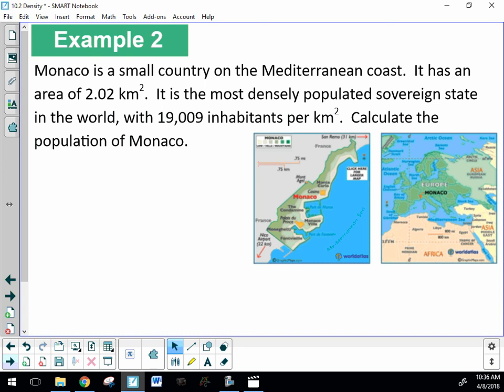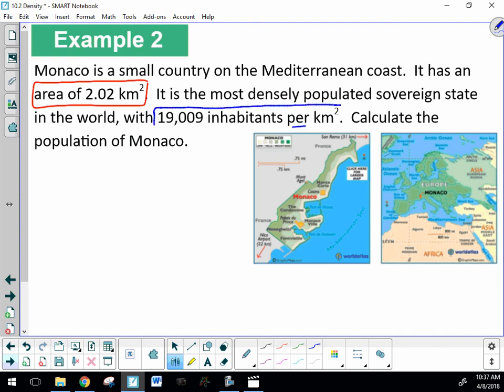Monaco is a small country on the Mediterranean coast, a teeny tiny country. It only occupies an area of 2.02 square kilometers. So here is our area. It happens to be the most densely populated sovereign state in the world, and it has 19,009 inhabitants per square kilometer. This number right here, inhabitants per square kilometer, is giving you the density.